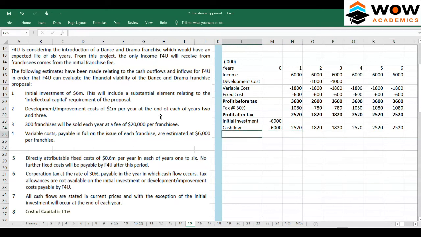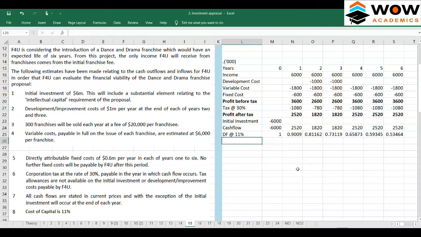Now your job is to get the discount factor. Discount factor for this problem is 11%. So the first discount factor will always be 1. The second discount factor will be the previous cell divided by 1.11. If it's 10% means we put 1.1. As it is 11%, we put 1.11. So hope you guys got the idea here, right? We can get it for all the years. We got all for all the years.